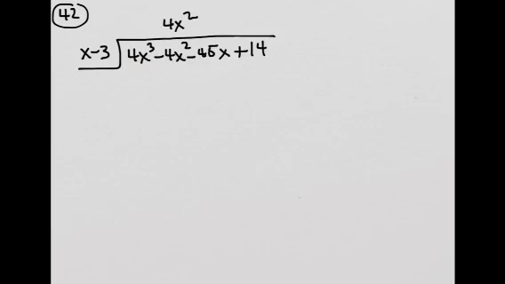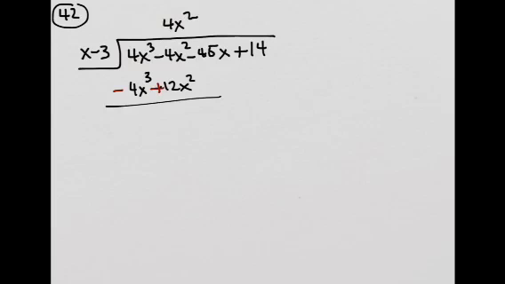Then you multiply. So you multiply this times this and put the answer down here, just like with numbers when you did long division in grade school. And then here it's minus 12x squared. But then you subtract. When you subtract, you're adding the opposite. So this one becomes negative and this one becomes positive.